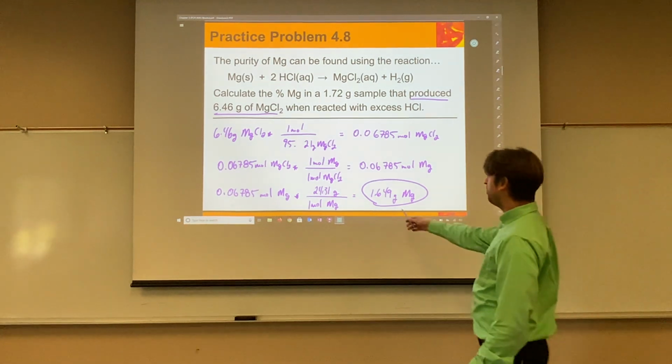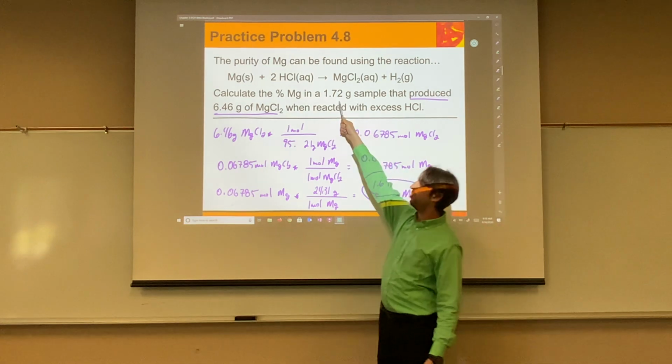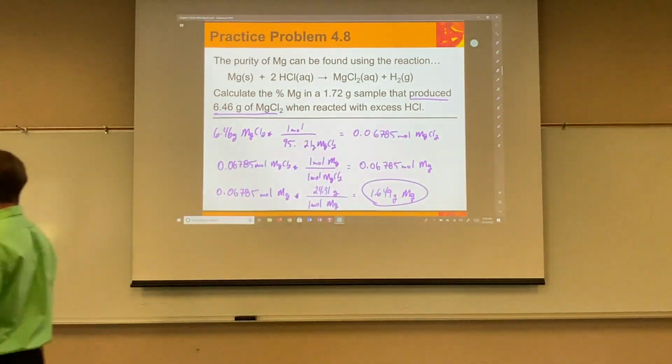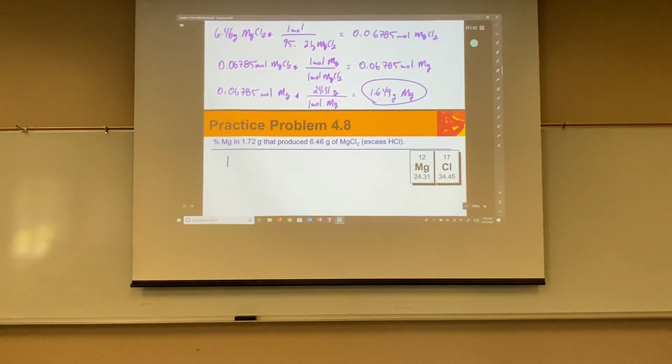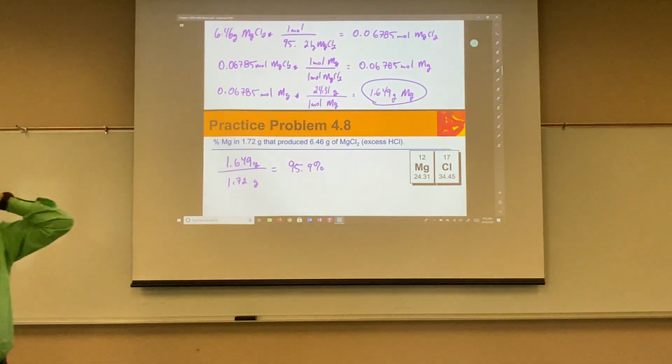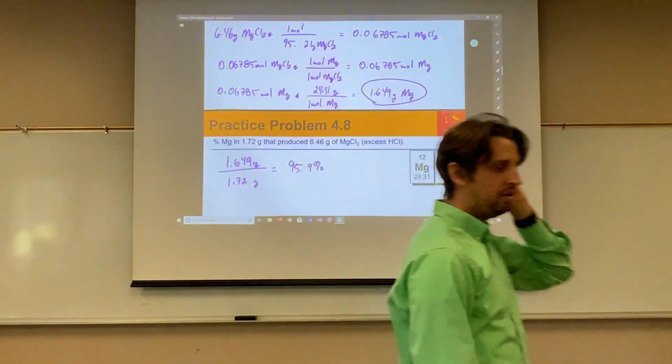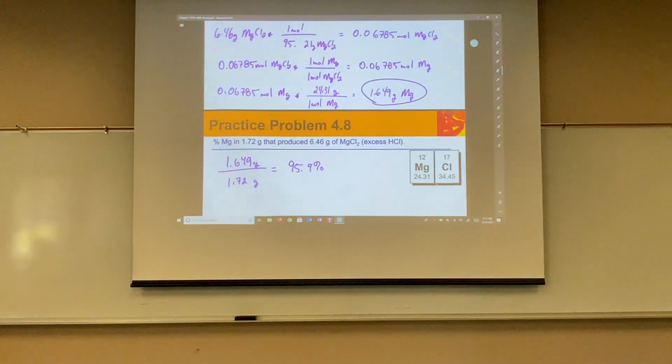But I didn't start with 1.649 grams of just magnesium. I started with 1.72 grams of something total. So my original sample was 95.9% magnesium. Right? Who cares what the other percentage was? Good. What are the conversions? Grams into moles, moles into moles, moles back into grams.